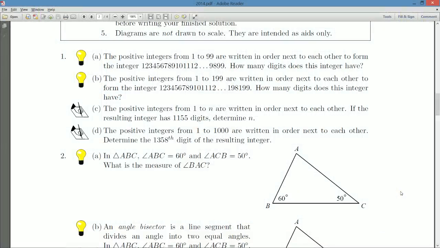C, the positive integers from 1 to n are written in order next to each other. If the resulting integer has 1155 digits, determine the value of n. Okay.